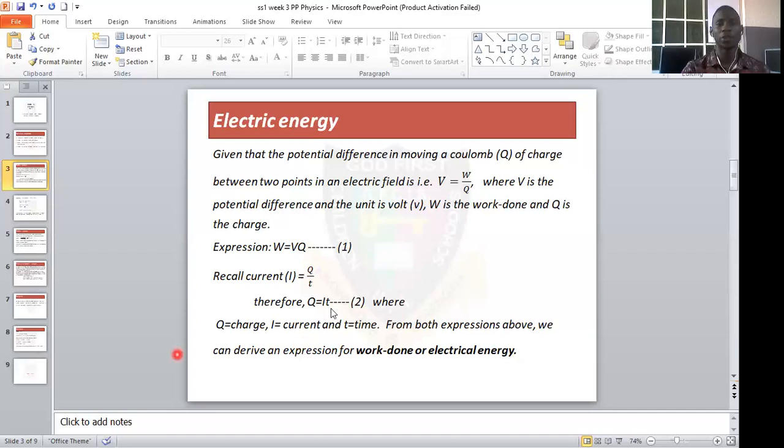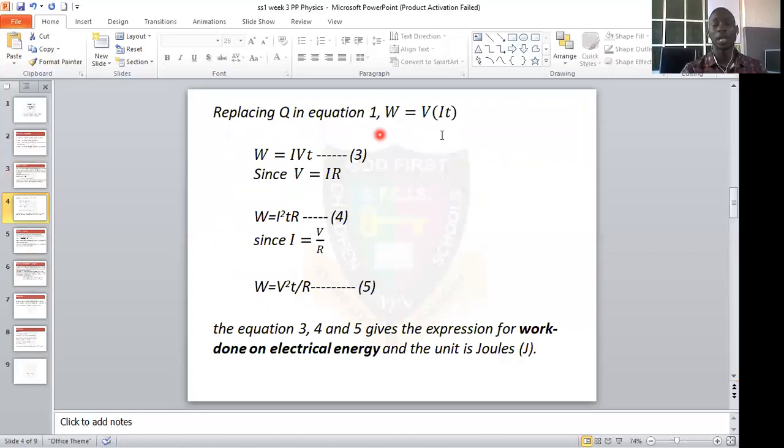If you replace Q with IT, since Q equals IT, you have W equals V open bracket IT. From those two expressions, if you combine them, we have W equals V open bracket IT, where W is the work done, I is the current, V is the potential difference, and T is the time.